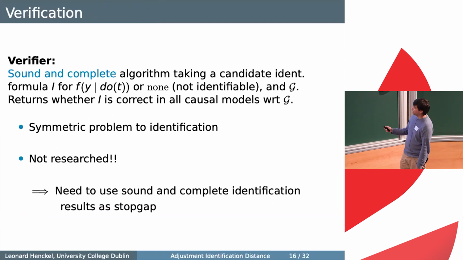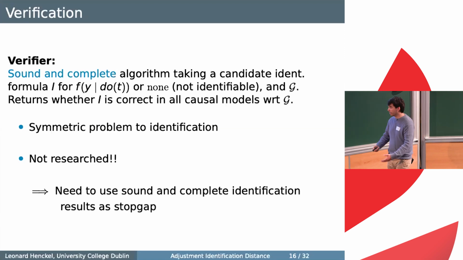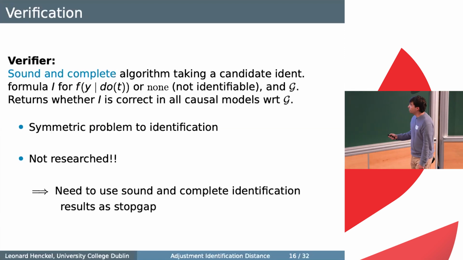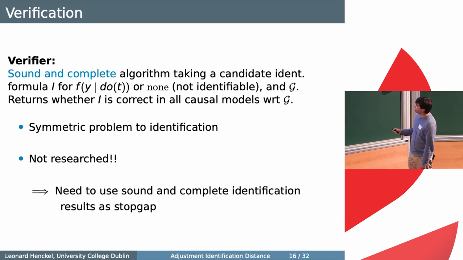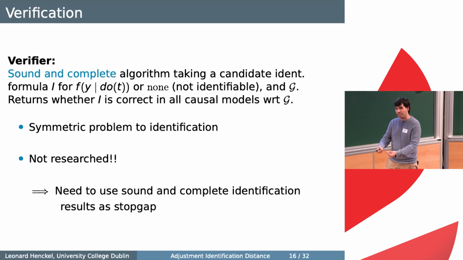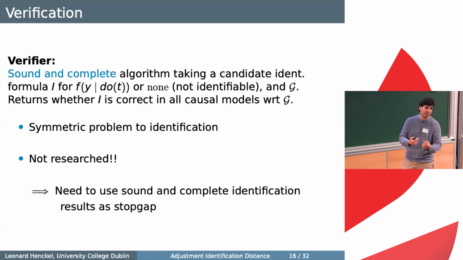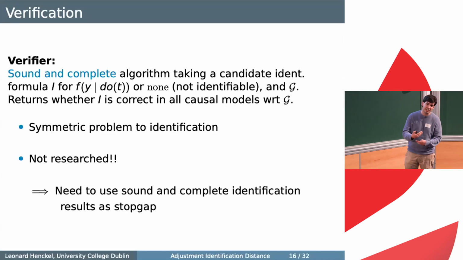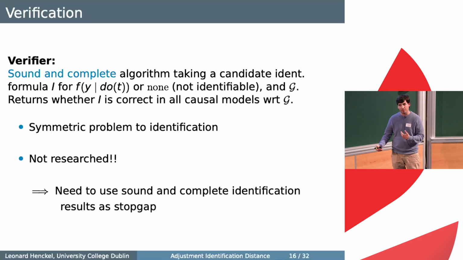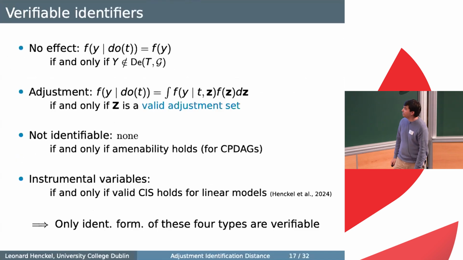We need to focus on this verification problem, which is the sound and complete algorithm that takes a candidate identification formula and tells us whether it's correct or not for our new graph G. And there's no research, so the only thing we can do is use what's called sound and complete identification criteria. For some classes of identification strategies, like adjustment, people studied them so deeply that they found sound and complete criteria. And then a sound and complete criterion is implicitly a verifier. So nobody studies verification, but if you study identification deeply enough, a verification result pops out. And what does that mean in this concrete case here?